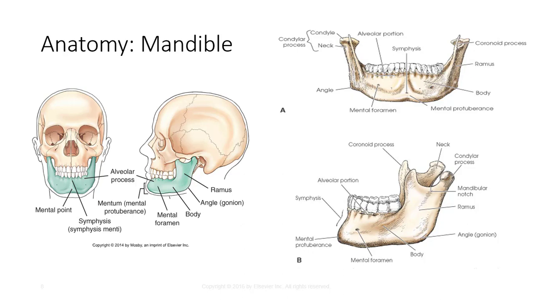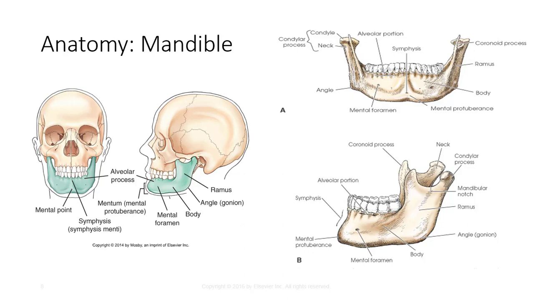The alveolar process is on the superior border of the body and consists of spongy bone that supports the roots of the teeth. The mental foramina are small openings on each side below the second premolar, which transmit nerves and blood vessels.